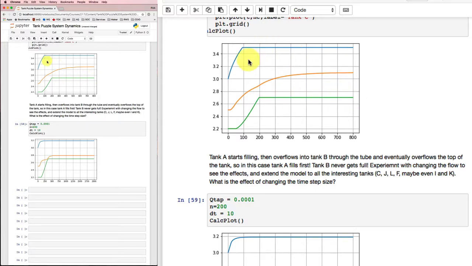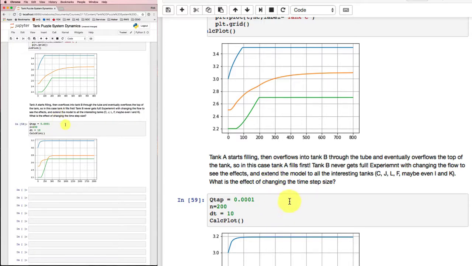But what's interesting to notice is that tank B, with an outlet and an inlet, doesn't actually ever get to its full, to the brim height of 3.2 meters. It only gets up to about 3.1 meters. So it allows us to have an equilibrium in here where tank B doesn't overflow, even though tank A and tank C do. That's kind of interesting. So we can watch that progress, and we could try different possibilities.